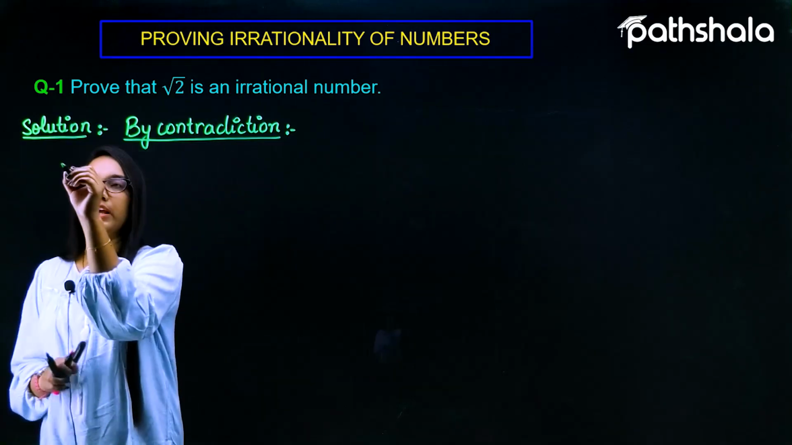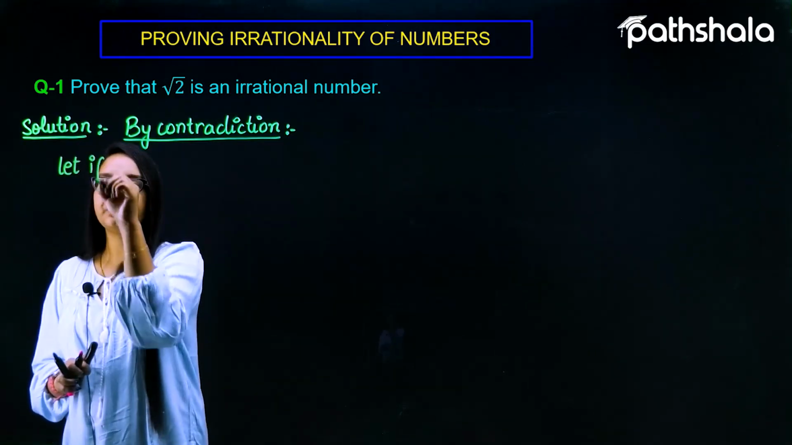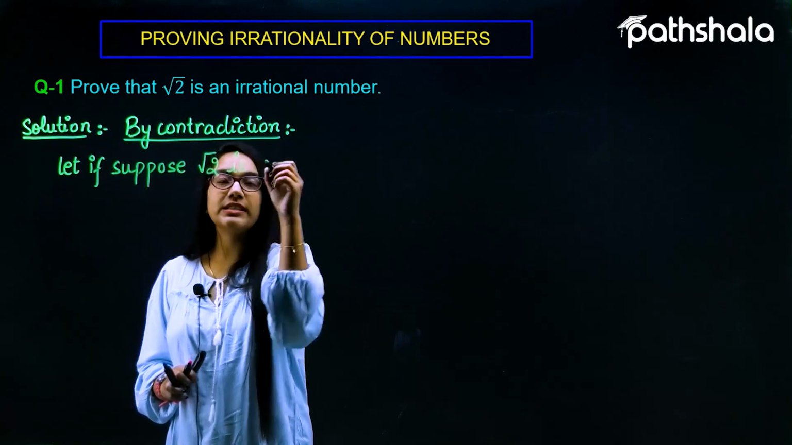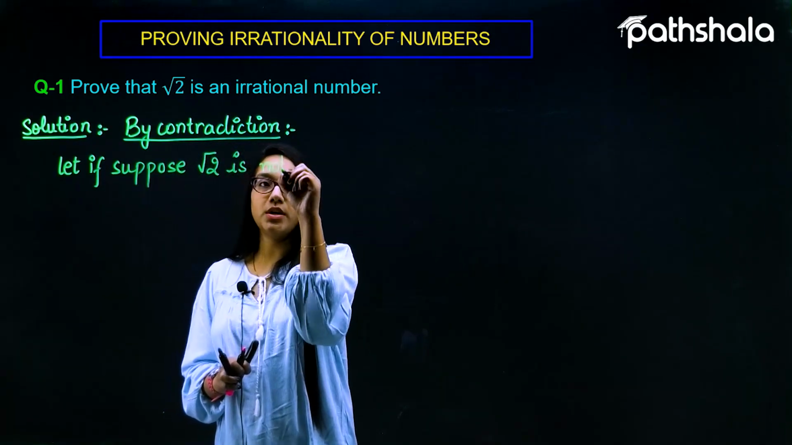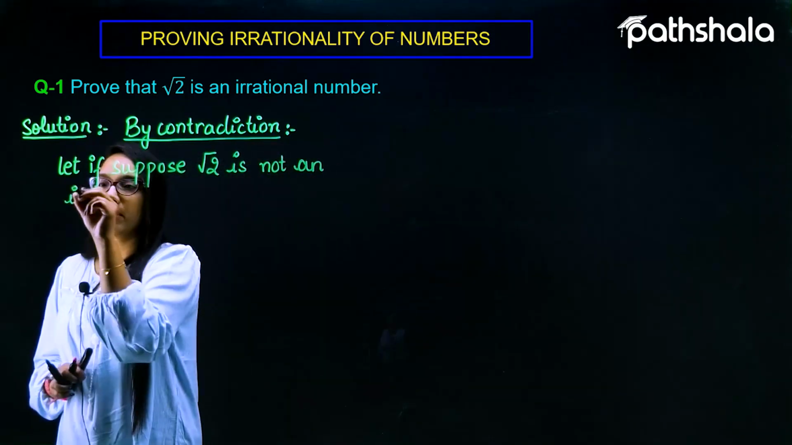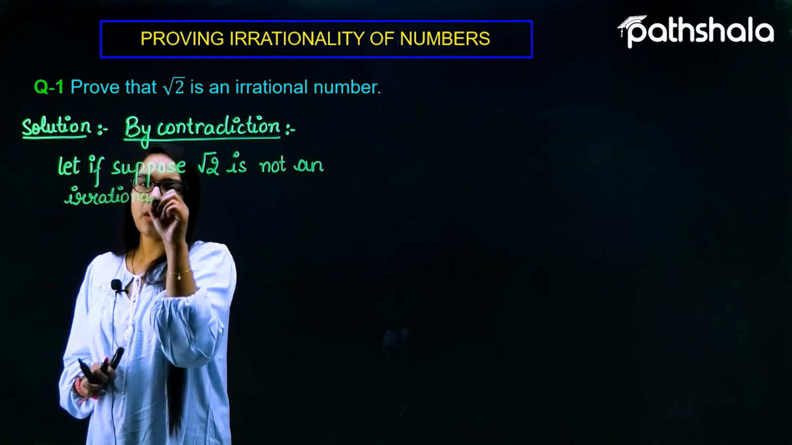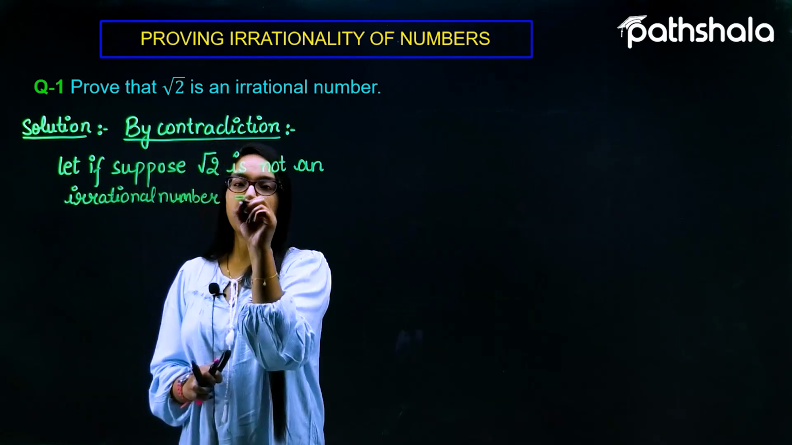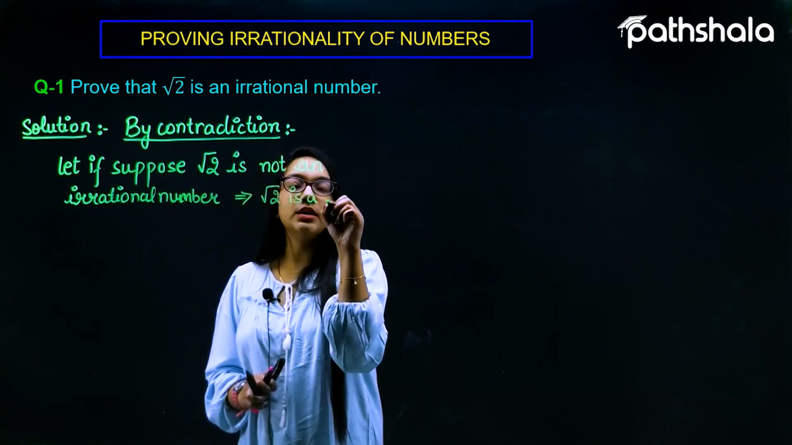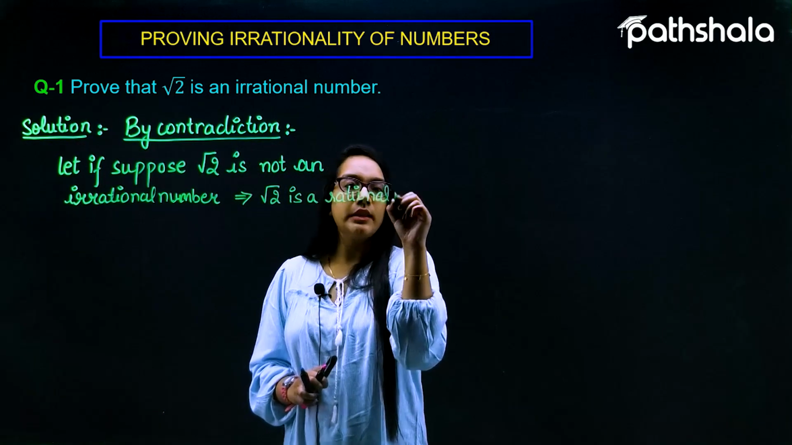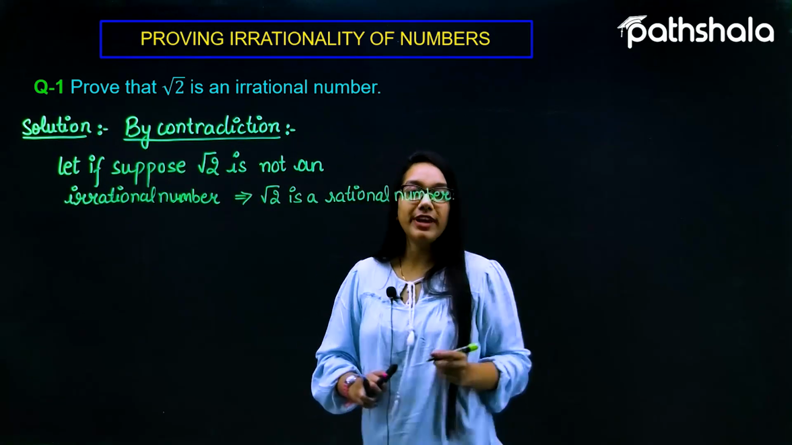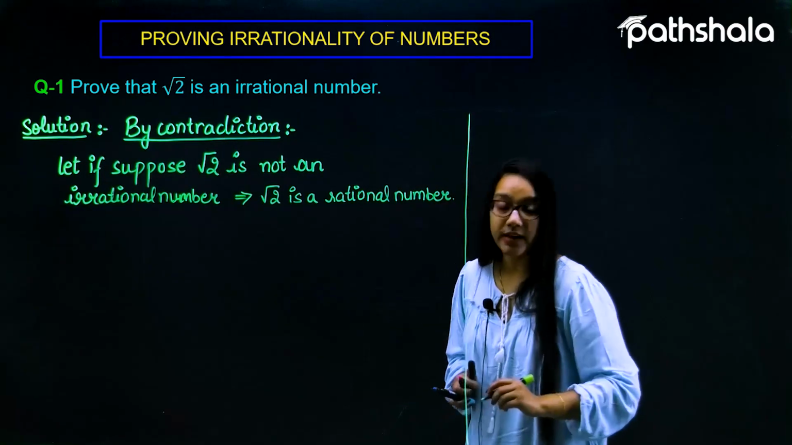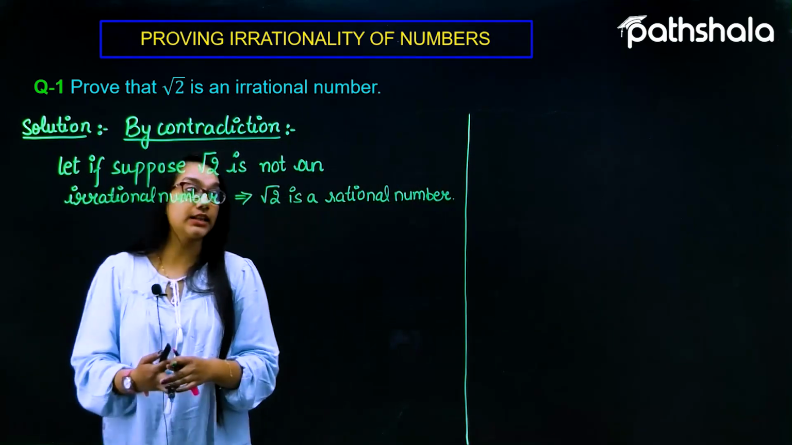So by the contradiction method, let us suppose square root 2 is not an irrational number. If it is not an irrational number, it implies that square root 2 is a rational number. So what kind of number is it? It is nothing but a rational number.